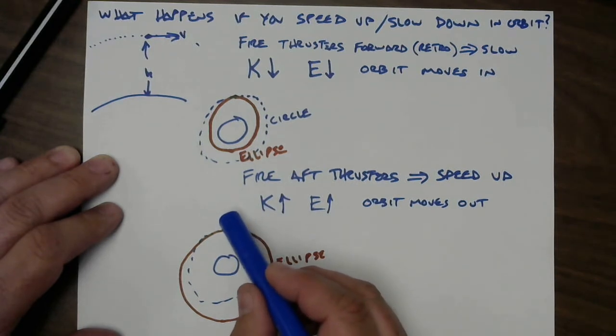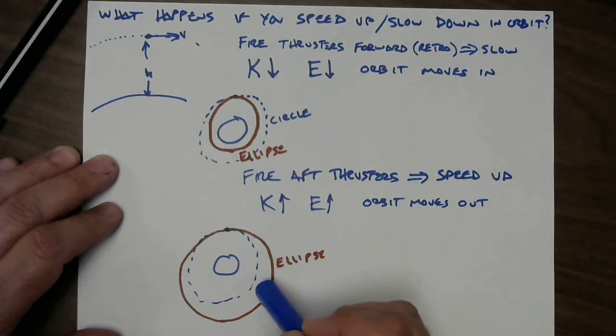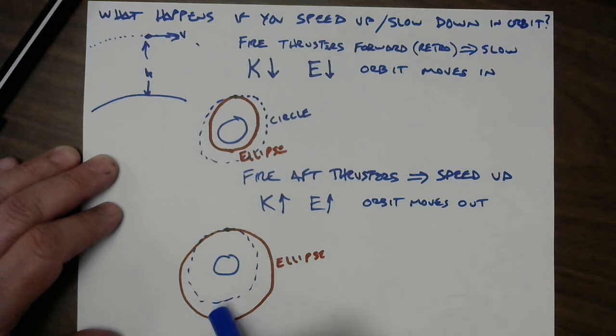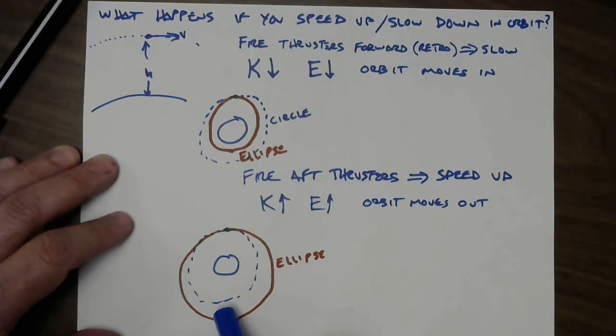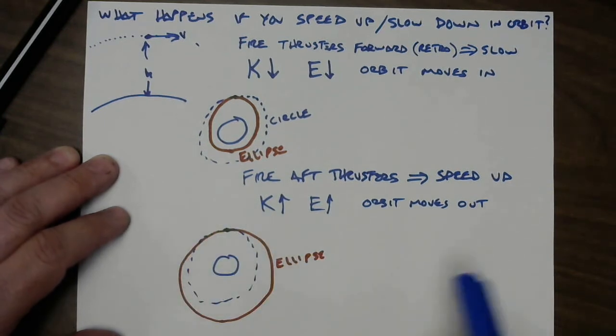And then this one, you fire your rockets forward to go to a larger orbit, and when you get to this point, you're going too slow and you're about to drop back down, so you fire your rockets to the aft again to go fast enough to stay in this larger circular orbit.